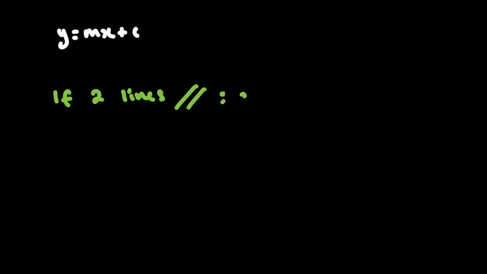In this video, I'm going to be looking at parallel and perpendicular lines. If the equation of a line is y equals mx plus c, and you have it in slope-intercept form, then in order to work out whether two lines are parallel, if two lines are parallel, that means their gradients are the same.